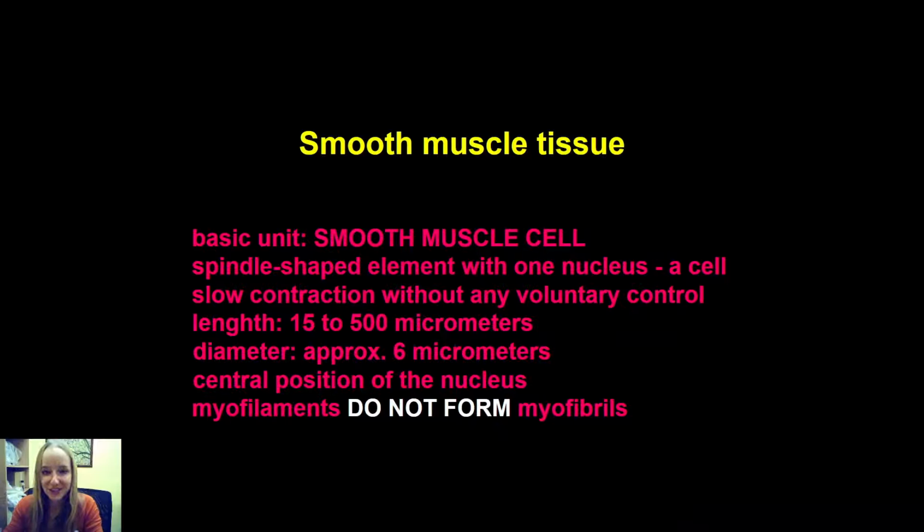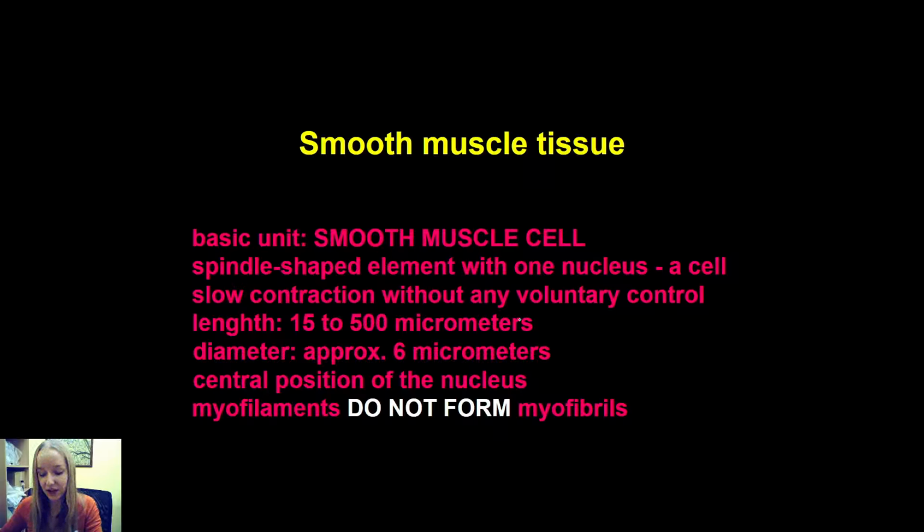So we come to the last, finally the last muscle tissue, and that is smooth muscle tissue. The smooth muscle cell is a spindle-shaped cell. So once again, we have the cell as a basic unit, as in cardiac muscle. They are spindle-shaped. They are able to contract very slowly.